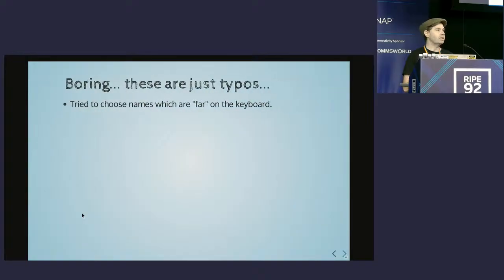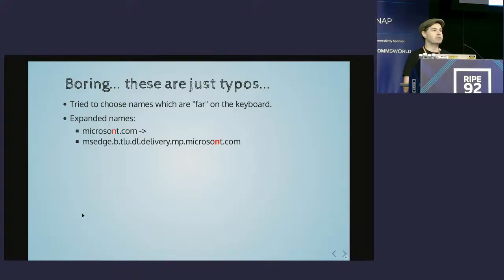And probably everybody in the audience is now thinking, meh, probably everything he's seen was simply people doing typos on keyboards. That's a valid concern, but I tried to minimize that by choosing domain names or characters which are far away from each other on the keyboard. That's a minor mitigation. I'm also trying to capture what I'm calling expanded names. It's entirely possible that somebody would type in microsont.com, but it's less likely that they would accidentally type in msh.b.tlu.deal.delivery.mp.microsont.com.